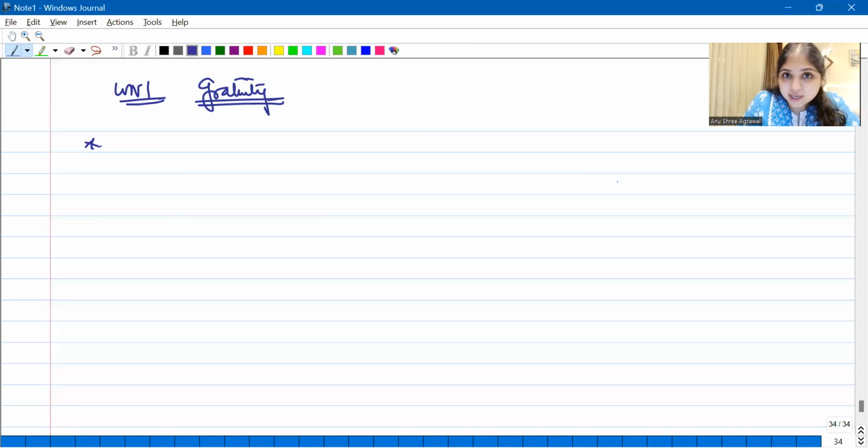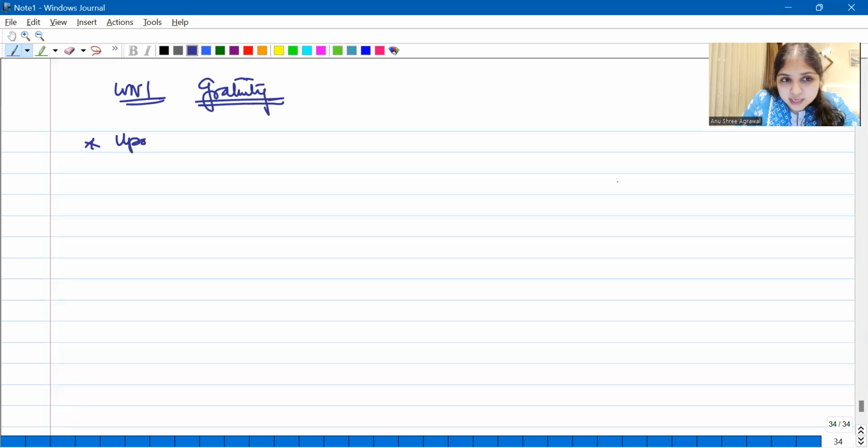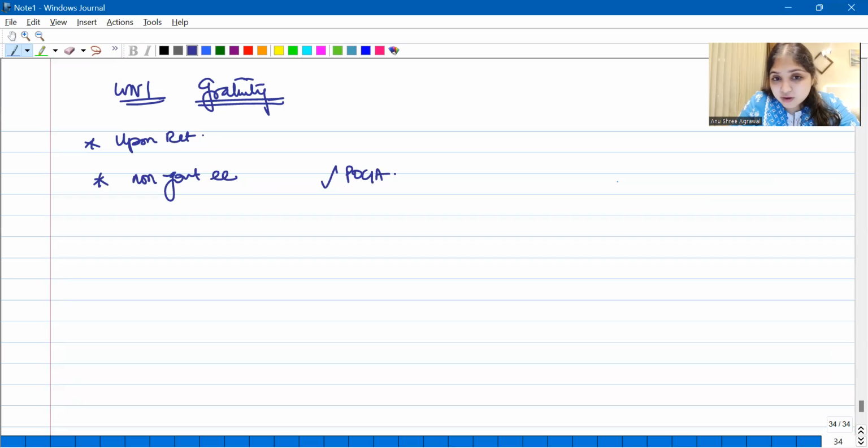You always start by checking: when did he receive gratuity? Did he receive gratuity during service or upon retirement? He has received this only upon retirement. The second thing you check: is he a government employee or a non-government employee? He is a non-government employee, because had he been a government employee, it would have been fully exempt for him. Then you check, is he covered by POGA or not? Yes, he is covered by POGA.